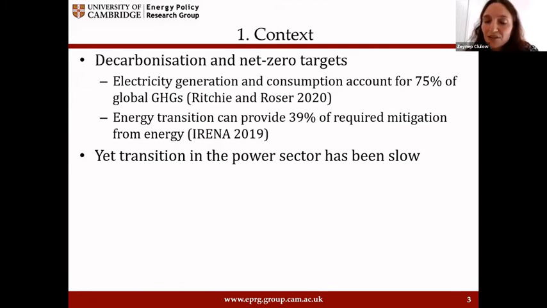It's especially evident that the power sector and decarbonising energy generation is going to play a key role in a global mitigation effort. So electricity generation and consumption account for around 3/4 of global greenhouse gases, and energy transition is estimated to be able to provide about 39% of the necessary mitigation from energy. So decarbonising energy is really important.